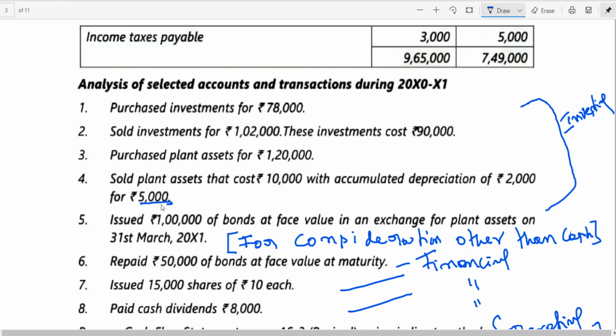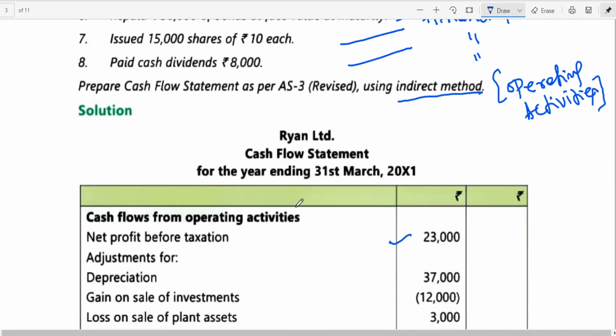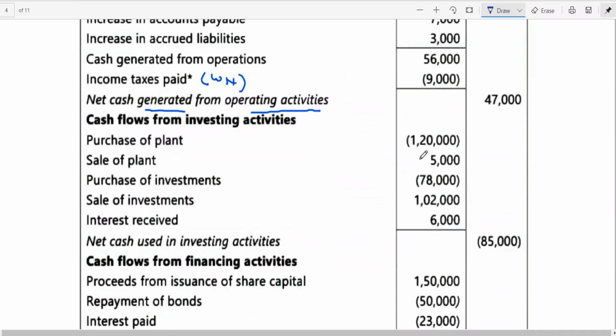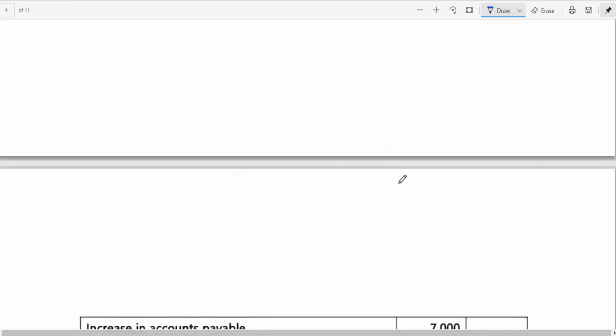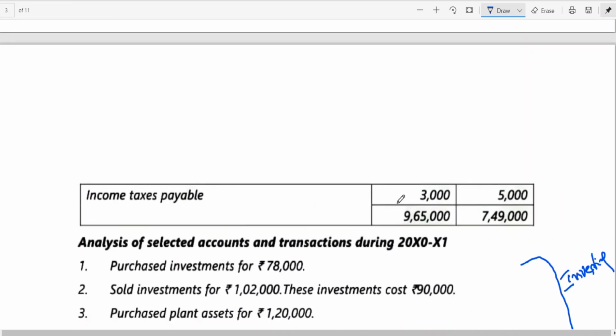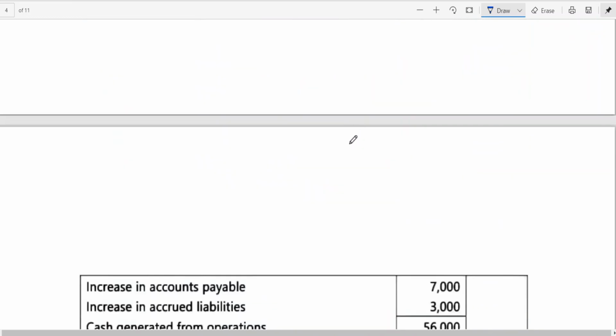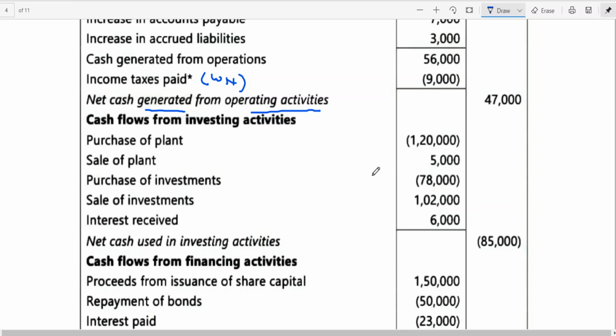But when they have straight away given you the depreciation of 5,000, this is nothing but sale proceeds. When sale proceeds are given, straight away we can take it to investing activity as inflow. So they have taken sale of plant. Then purchase of investment, 78,000. I told you already, it is an investing activity outflow. Okay, is this clear?